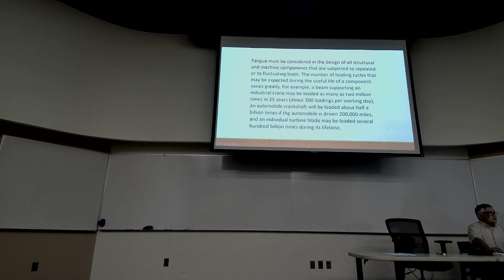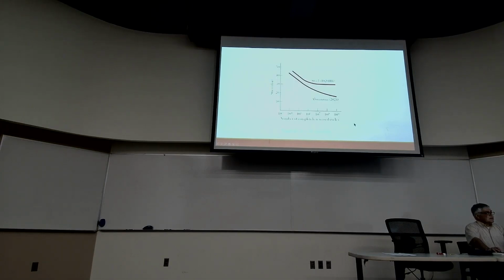An automobile crankshaft will be loaded about 500 million times if you drive it for 200,000 miles. The same thing happens in power plants and turbines, several hundred billion times during lifetime. And this is called the sigma-N curve. This is the stress. Obviously, that's the amplitude because the stress varies.